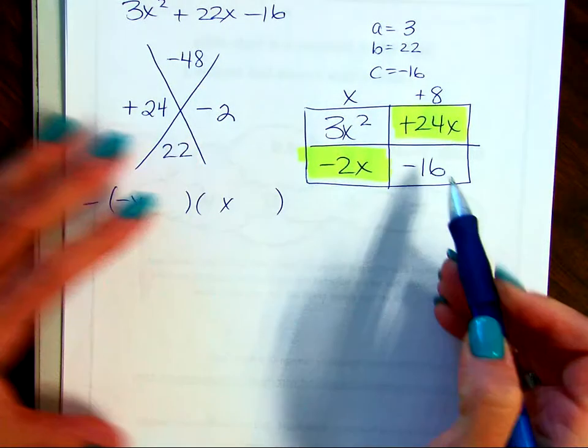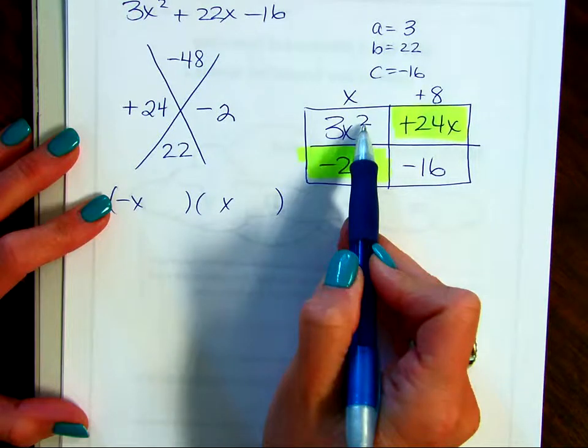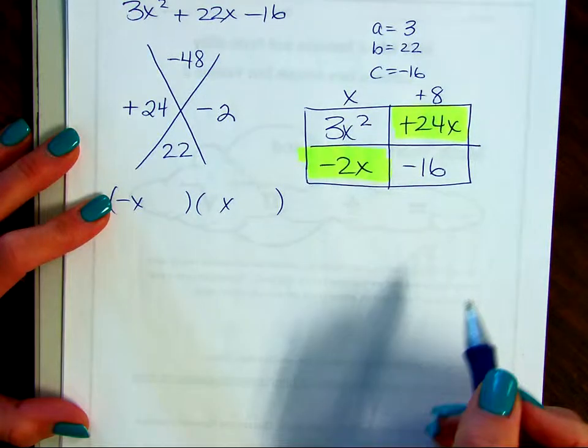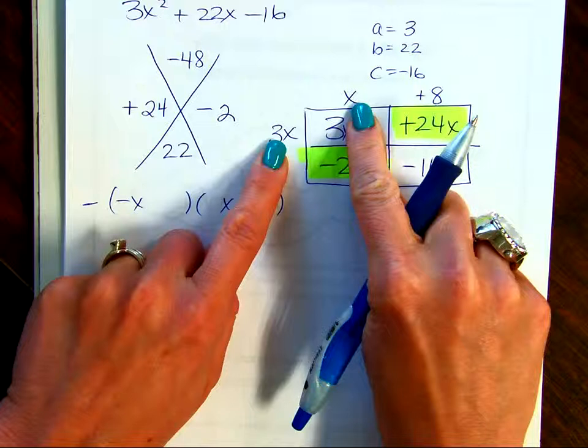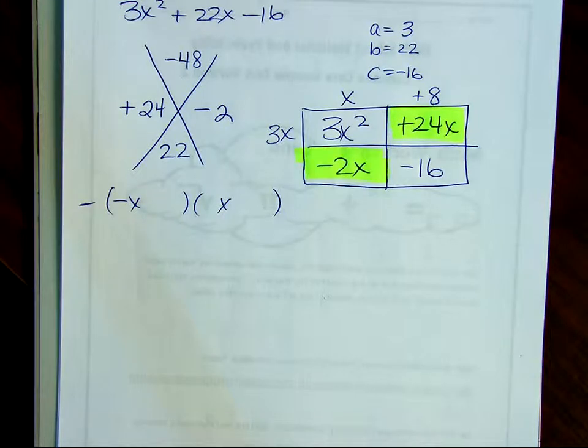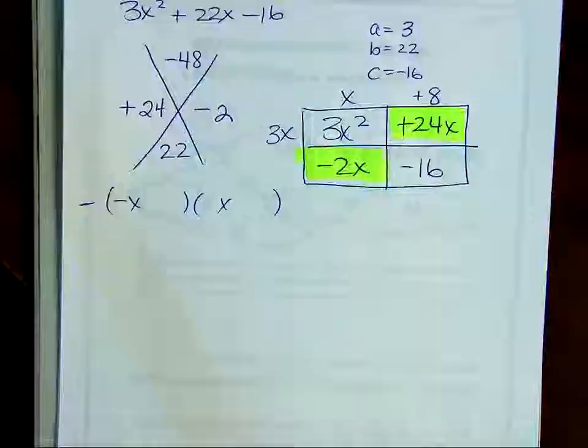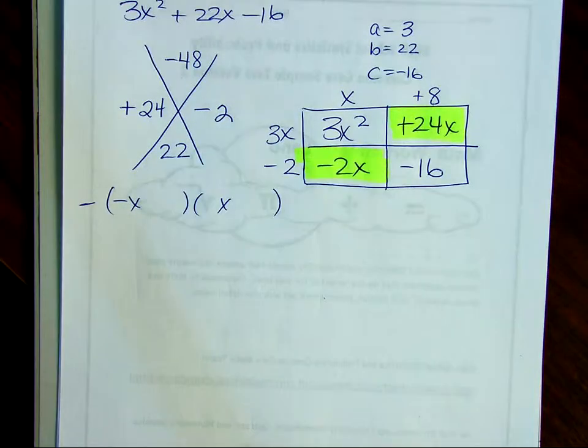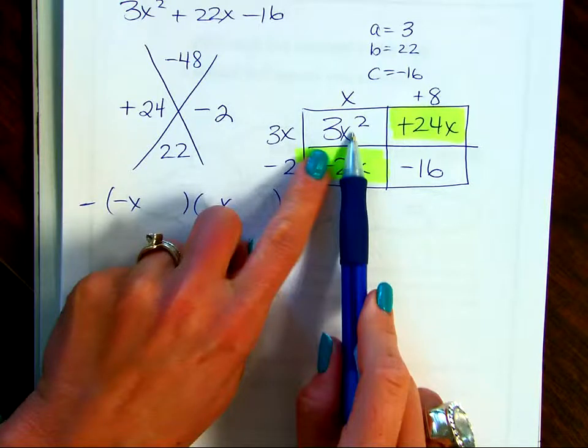All right. Now what can I pull out of 3x squared and 24x? A 3 and an x, right? Are both of those positive? Yeah, so we're good. I want to keep that positive. And what can I pull out of a negative 2x and a negative 16? A negative 2. Okay. So now be careful, because you have to check these answers.